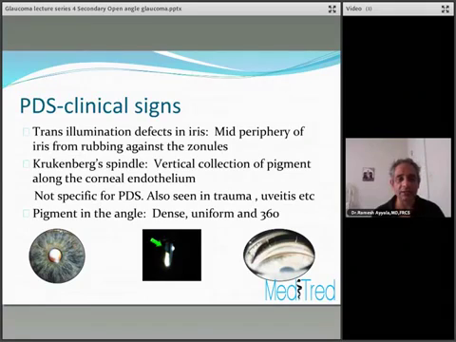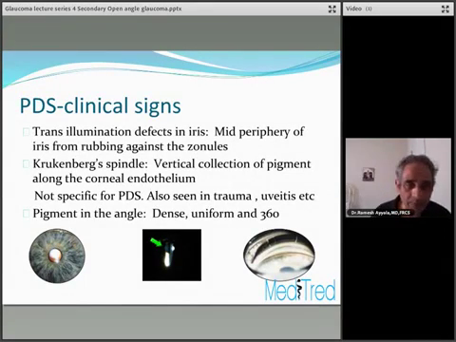So what are the signs of this pigment dispersion syndrome? Transillumination defects of the iris. These are noted in the mid-periphery of the iris from rubbing against the zonules. As can be seen in this particular picture, you can see the mid-peripheral transillumination defects, Krukenberg spindle, vertical collection of pigment along the corneal endothelium, which is what this slide is supposed to show.